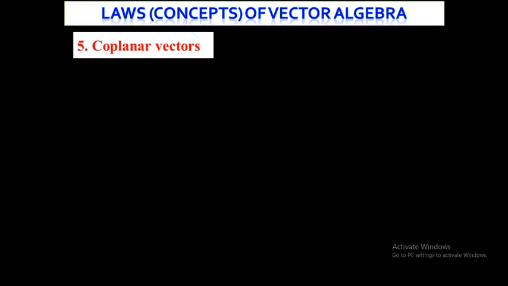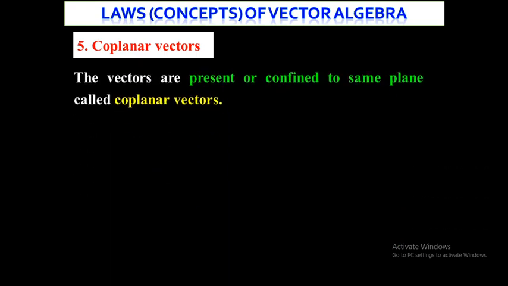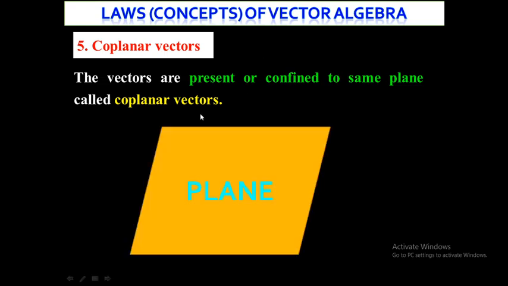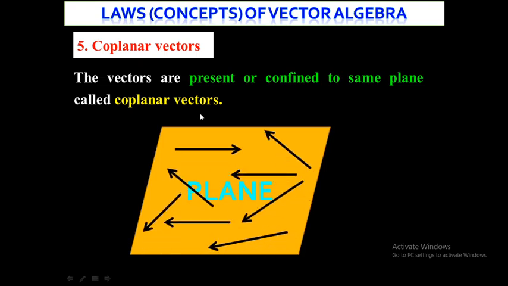Okay, now next, coplanar vectors. If the vectors are confined to the same plane, or are present in one plane, they are known as coplanar vectors. Suppose this is a plane and all these vectors have different directions but are present inside this plane, which means they are confined to a single plane, and they are called coplanar vectors.